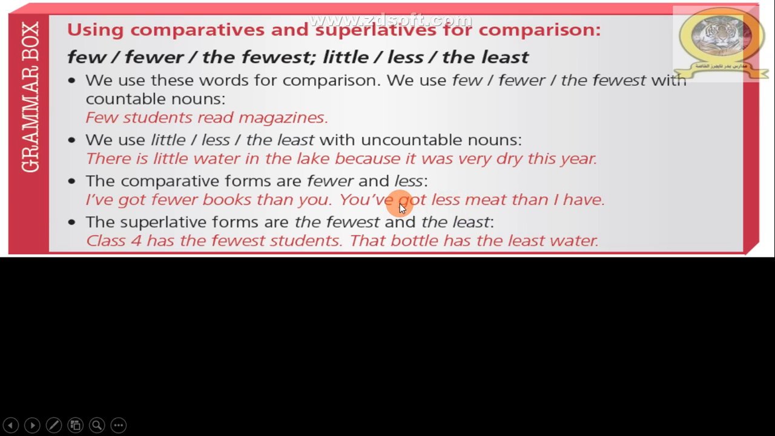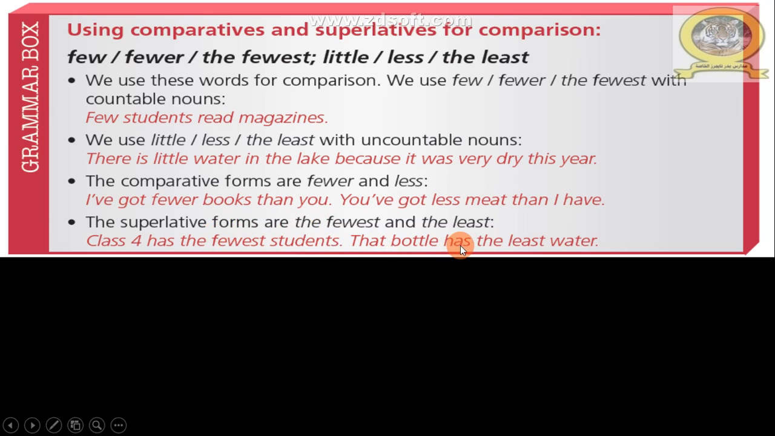What about the superlative form? The superlative forms are the fewest and the least. For example, Class 4 has the fewest students. I use the fewest here because I'm talking about students, a countable noun.